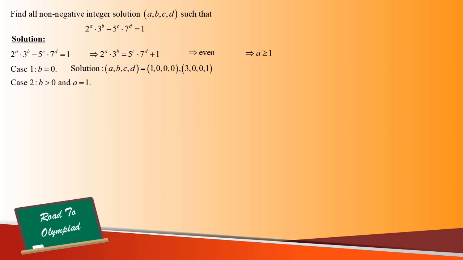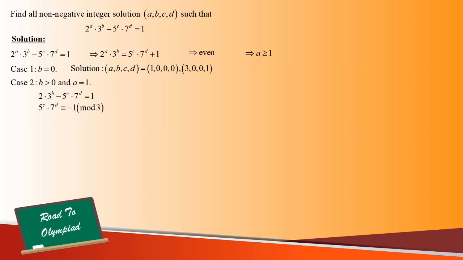For the second case, we have b positive and a equal to 1. Here, we have 2 times 3^b minus 5^c times 7^d is equal to 1. Since b is positive, 2 times 3^b is a multiple of 3. So, by taking congruence modulo 3, we have negative 5^c times 7^d is equal to 1 mod 3, which is simply equivalent to 5^c times 7^d is equal to negative 1 mod 3.